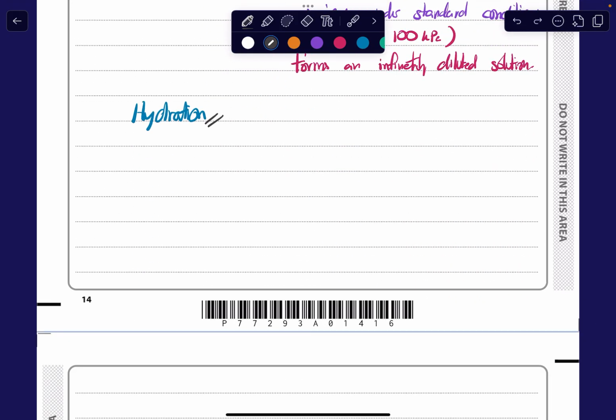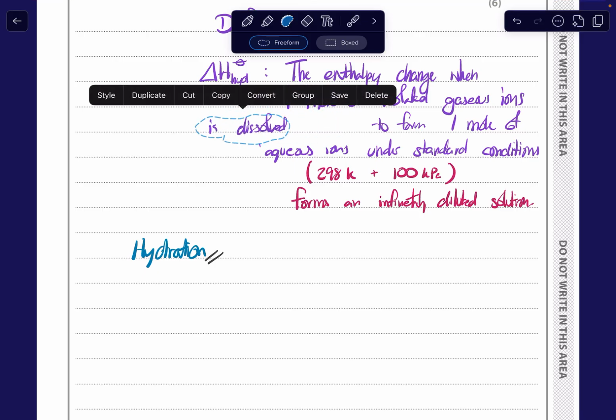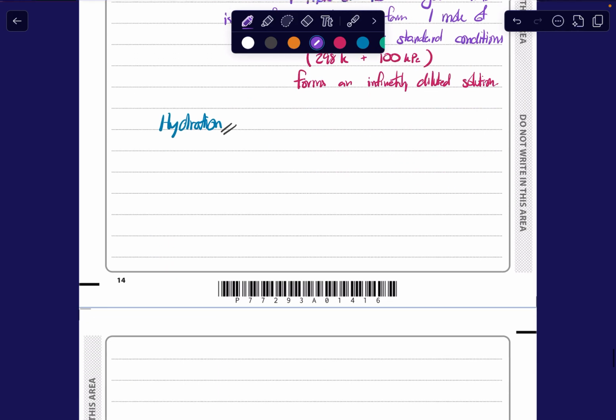So for hydration, what we're doing is we're dissolving gaseous ions into water to form aqueous ions. Did I mention water over here? No? See, now I've said it out loud. I forgot. Dissolved in water, in H2O, to form 1 mole of aqueous ions under standard conditions, right?